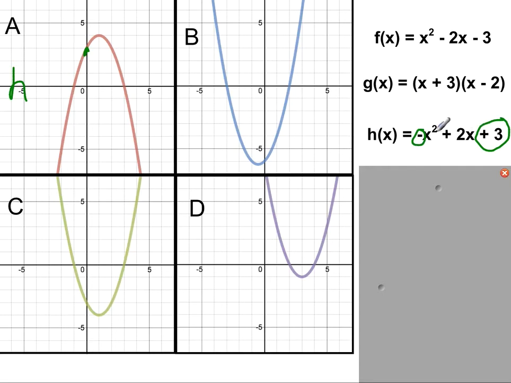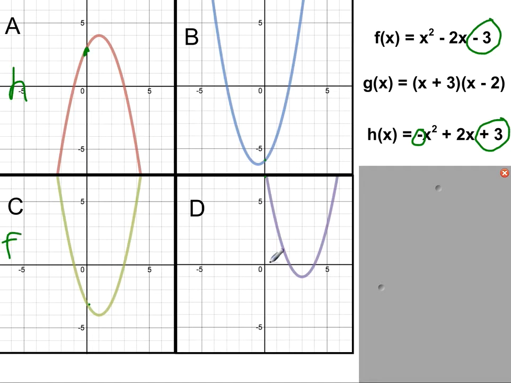H of x is in standard form. So if you want to now look at f of x, that also is in standard form. So if this positive 3 is the y-intercept, this negative 3 is also a y-intercept. So that is negative 6. This might be something like 7. And then if we look at this one, this is hitting at negative 3. So it looks like C is equation F.